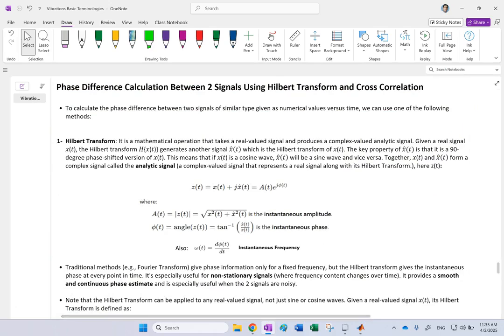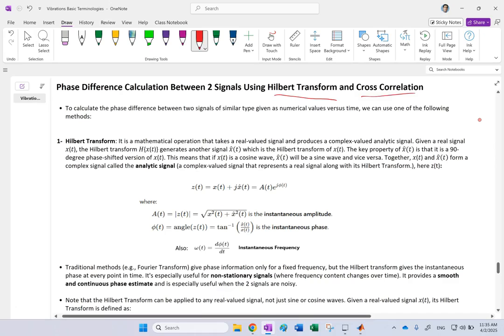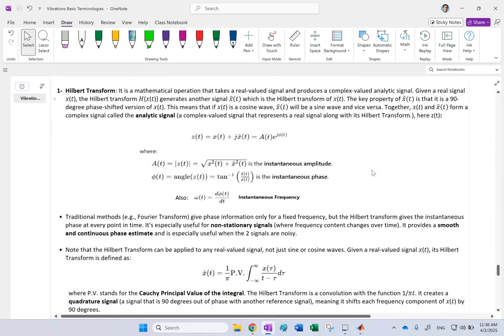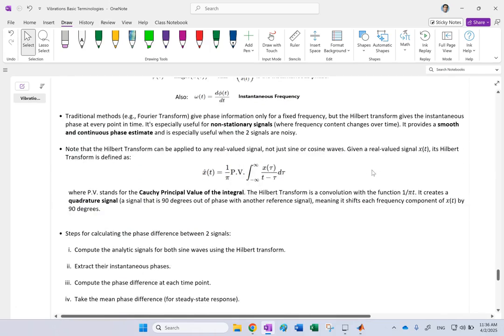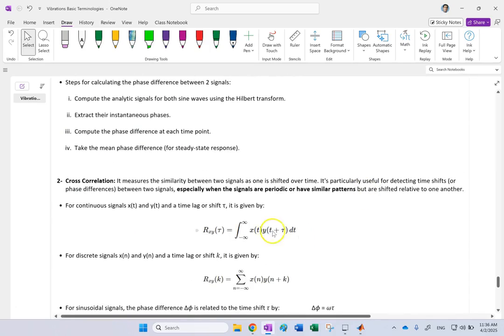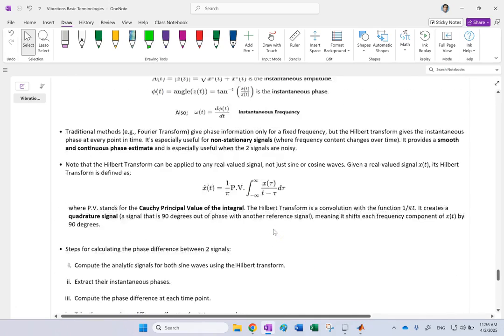One is called the Hilbert transform. The other one is the cross correlation. So let's look at these two methods briefly. And I don't want to teach exactly all the Hilbert transform, what it is, and go over several examples. I just want to tell you what the Hilbert transform is, what it does, and how it can help us find the phase shift between the signals, and then of course the cross correlation.